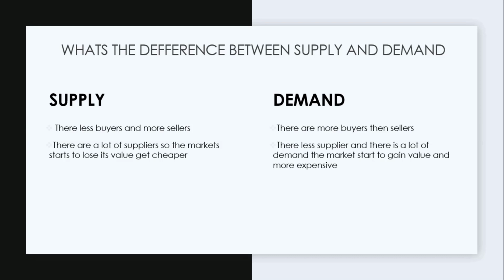There are a lot of suppliers, so the market starts to lose its value and it gets cheaper. As I said, if you see in the market there's a lot of supply, like lots of shops around only selling one product, people tend to want to sell cheaper and cheaper to get more customers, right? It's the same thing. If there's a lot of supply, the demand gets less and the price starts to devalue and gets cheaper. But on the other hand, when there are fewer suppliers and a lot of demand, the market starts to gain value and get more expensive.